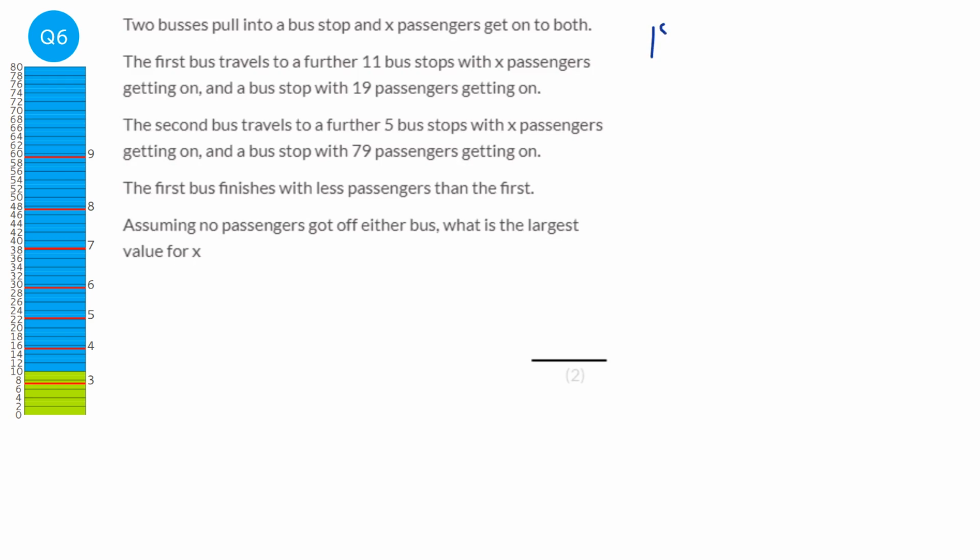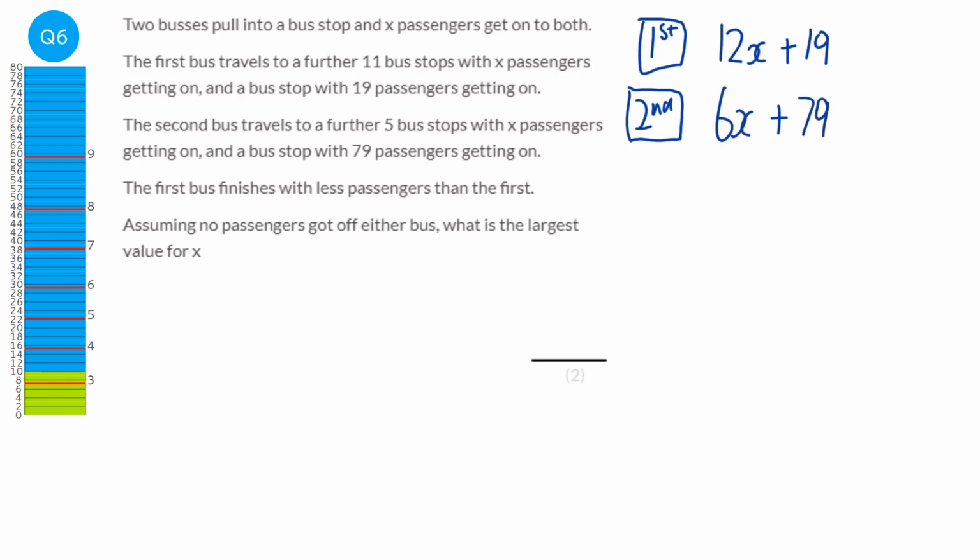So we're going to have the first bus. And so we've got 12X. And then on the last bus stop, 19 passengers get on. So plus 19. Now for the second bus, well, we start with X and a further 5X come on, because 5 bus stops with X passengers. So that's 6X altogether. And then 79 get on.